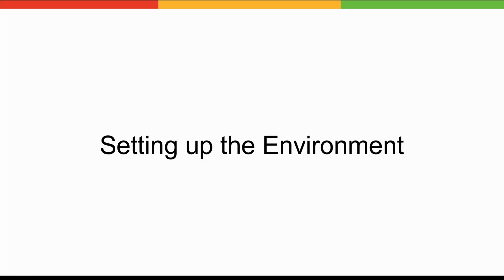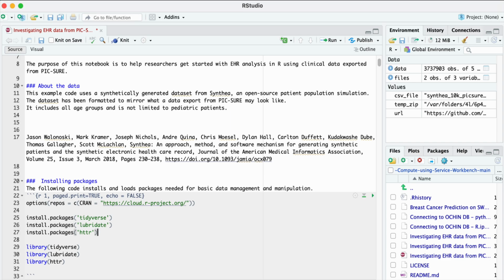Setting up the environment. First, we'll install some essential R packages. These packages provide functions to help us manage, manipulate, and analyze data effectively. Specifically, Tidyverse includes a collection of useful tools for data analysis. Lubridate helps us work with date and time data, and the HTTR package will allow us to fetch the synthetic dataset from the GitHub repository. You can load other packages using the install.packages function. Once the packages are installed, we will load them using the library function.